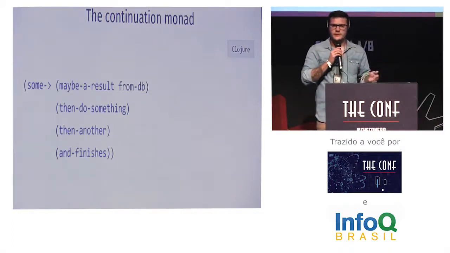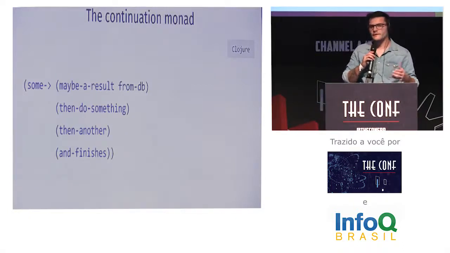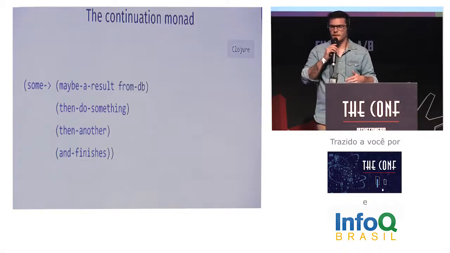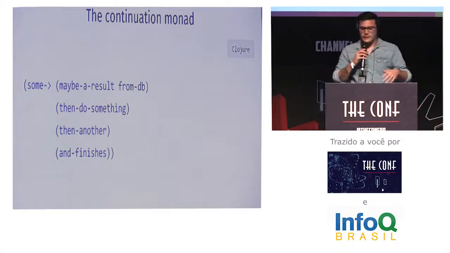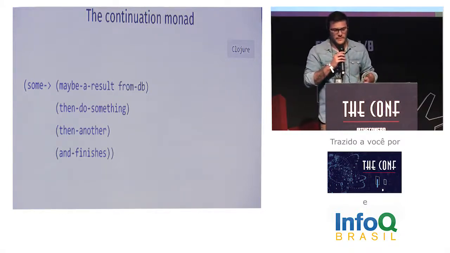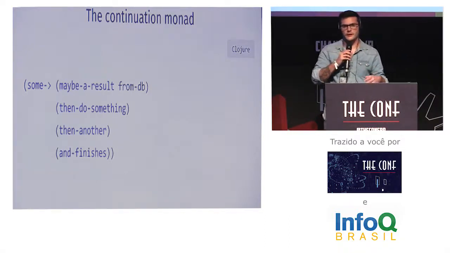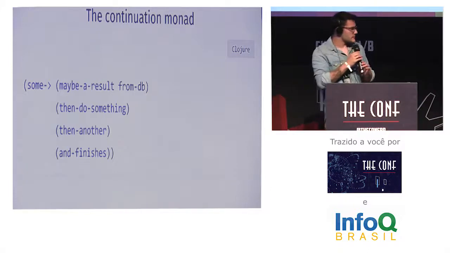So the continuation monad is what makes it possible to chain functions together, and it will be executed in order only if the last one succeeded. A cool example of this feature is a closure sum function, even though it's not a true monad. It's a very cool example.